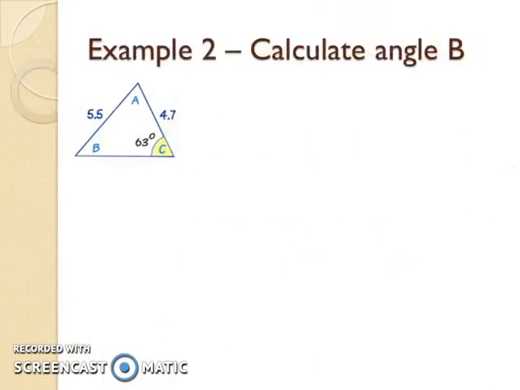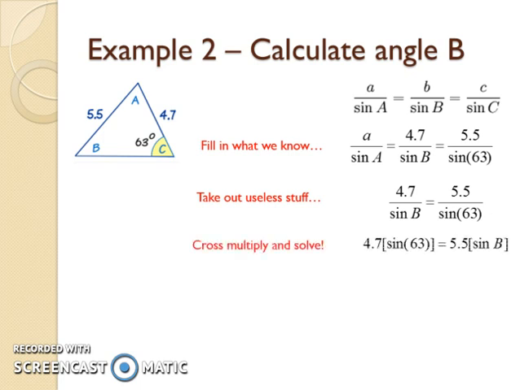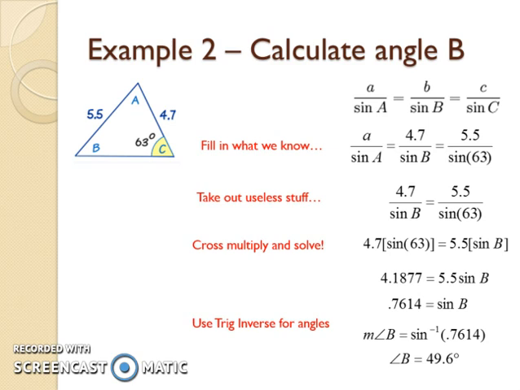To calculate an angle, here we're going to have our Law of Sines. We fill in what we know, just like usual. We don't know what a is. b is 4.7, c is 5.5. We don't know angle A, we don't know angle B, but we know angle C is 63. We take out the useless stuff again. a over sine A is not used in this equation. We're looking for sine B. We cross multiply: 5.5 times sine of B equals 4.7 times sine of 63. We can make these decimals if we'd like, so 4.7 times sine of 63 is actually 4.1877. We divide by 5.5 to get 0.7614. Then to get rid of the sine, we use the inverse. Sine inverse of 0.7614 gives us an angle of 49.6 degrees.